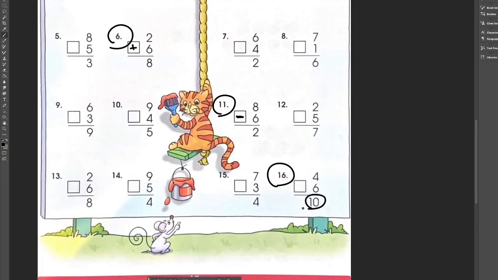Now let's do this again. We compare the resultant number, 10, to 4. 10 is greater than 4, so we know that we have to add something to 4 to get 10. So this will be addition.